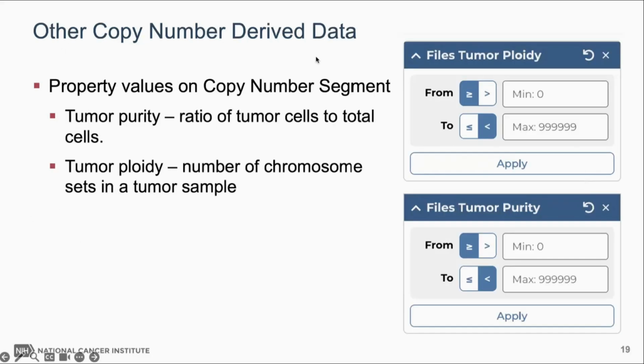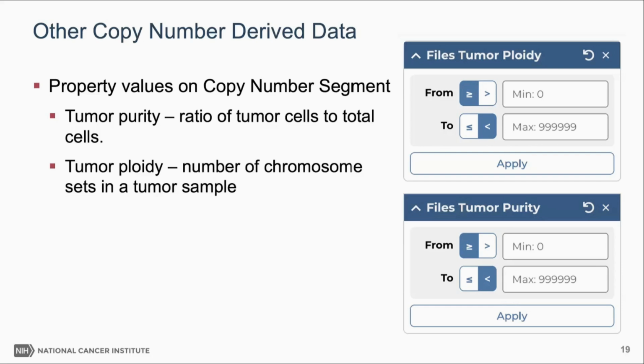So some other copy number derived data that I'd like to bring to your attention actually falls outside of files. So I put them in a separate section here. But these are values that are on the copy number segment file. And this includes the tumor purity, which is the ratio of tumor cells to total cells, and the tumor ploidy, which is, of course, the ploidy, or the number of chromosome sets in a tumor sample. If you download the file and you open up the file, you won't see these values. These actually exist as metadata on the file.